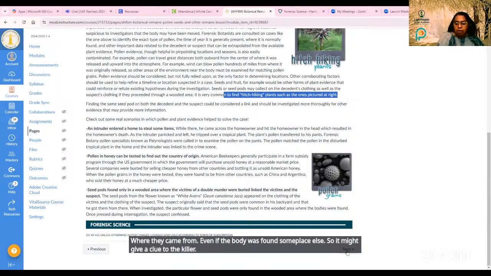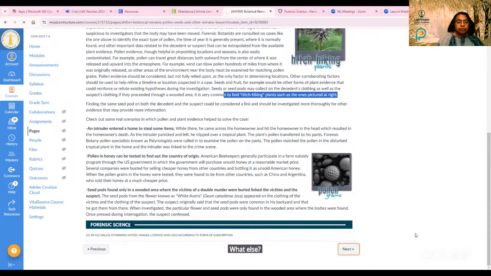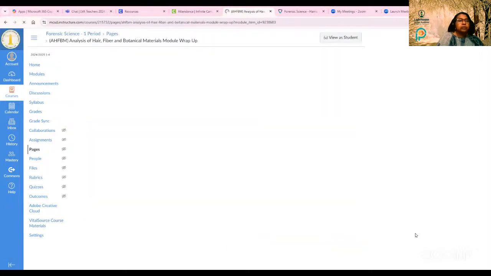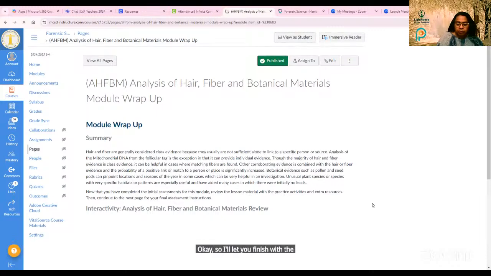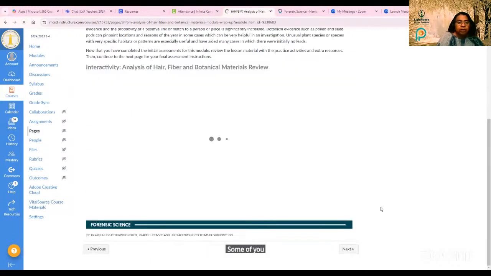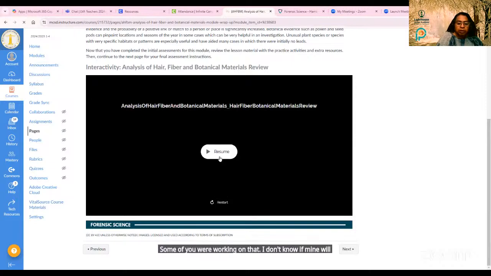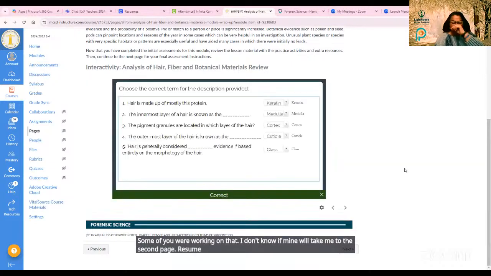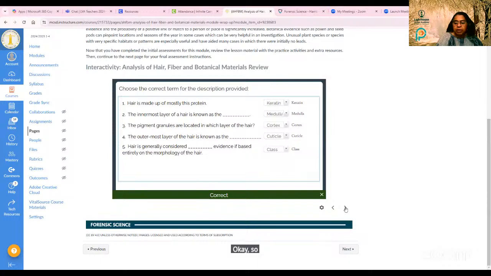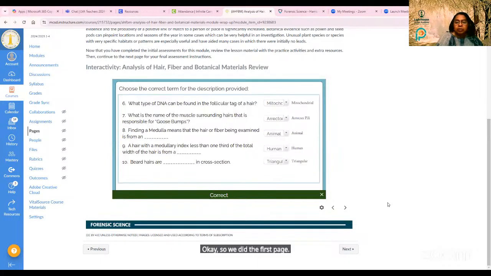What else? Okay, so I'll let you finish with the module wrap up. Hopefully some of you were working on that. I don't know if mine will take me to the second page. Resume. Yes, it will. Okay, so we did the first page, second page.